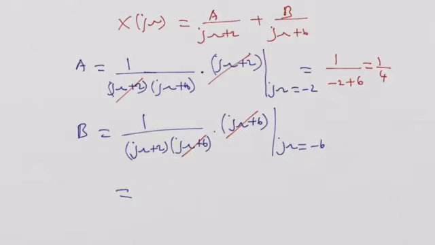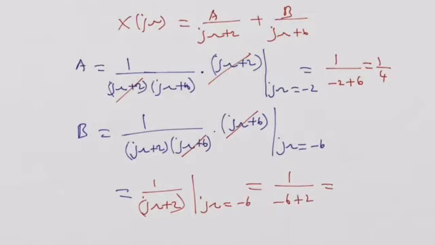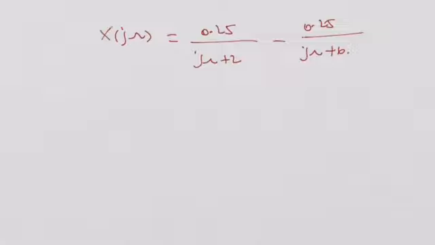1 over j omega divided by 1 over j omega plus 2 is available as a resultant, where j omega is to be replaced as minus 6. So 1 divided by minus 6 plus 2 gives me minus 1 by 4, minus 0.25. Agreed? So I'll now go back and say X of j omega is now written as 0.25 divided by j omega plus 2 minus 0.25 divided by j omega plus 6.